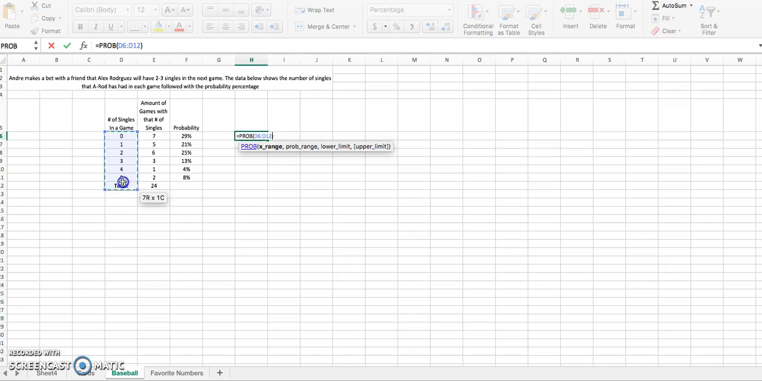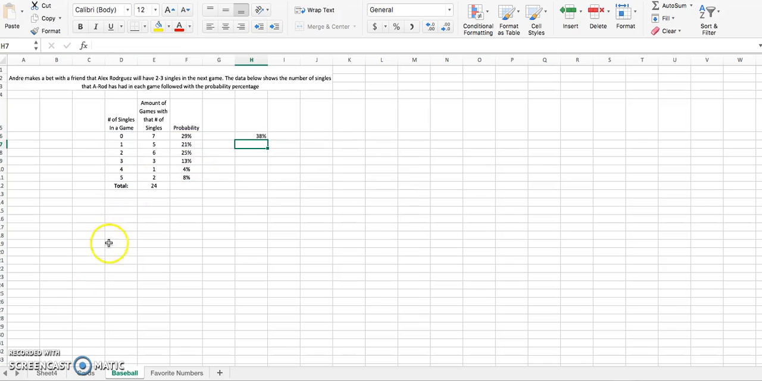Number of games, that will be our X value, or number of singles in a game. Our probability would be our percentage again. Lower limit, 2. Upper limit, 3. That's our cap. So this function proves to be very important because it adds up all of our percentages.